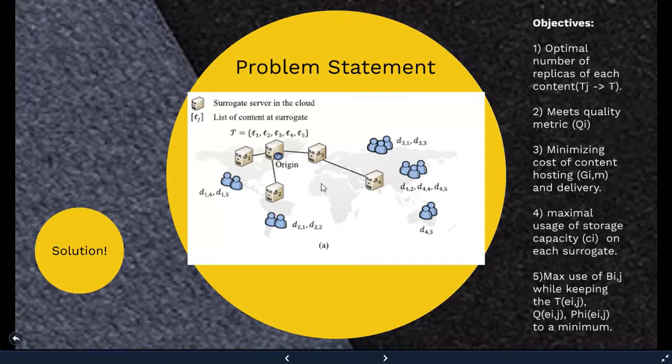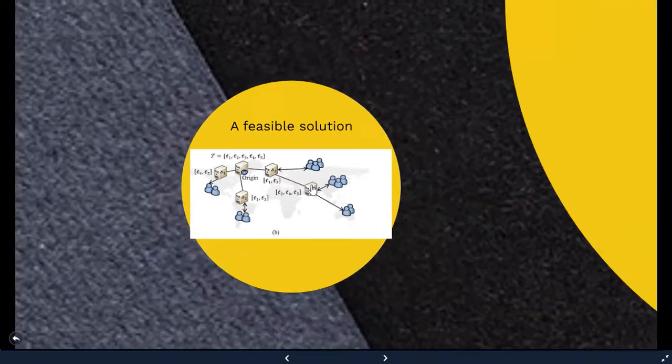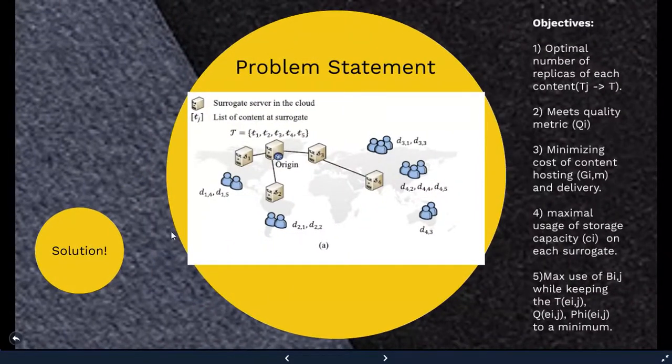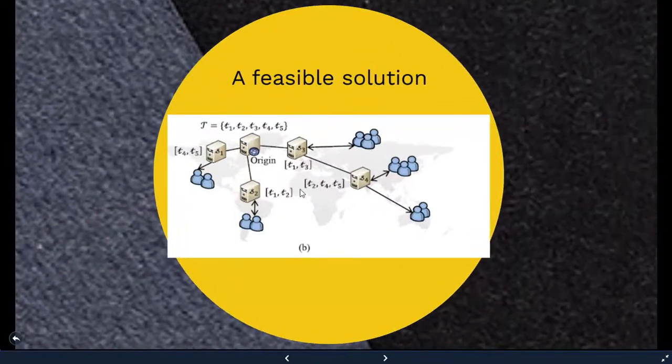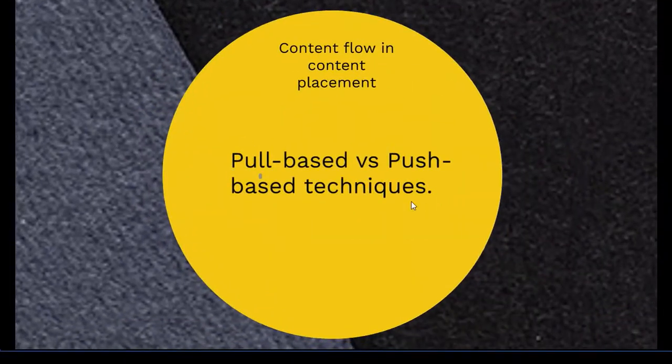So a simple solution for this problem would be to place T4 to T5, which is requested by user 1, on surrogate server S1, and so on. So this is a simple solution, but this is a very generalized case of content placement scenario. But we will run into a bunch of different factors which makes it very unfeasible to determine an optimal solution for this problem.